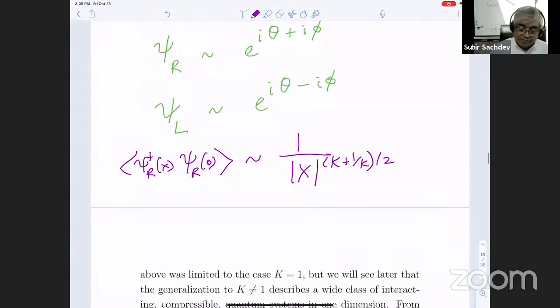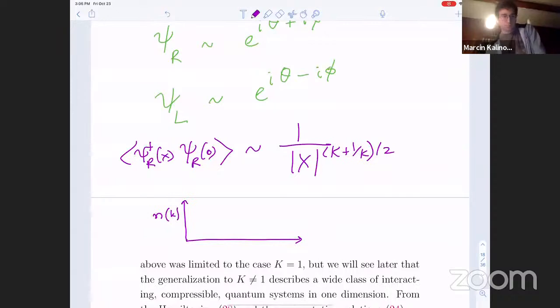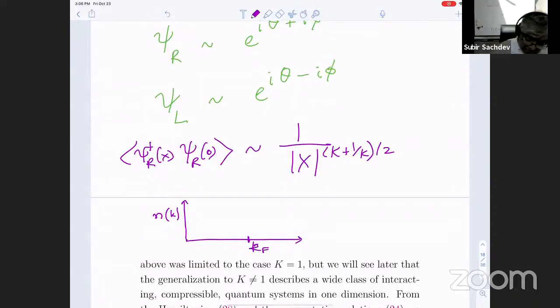And when you took a Fourier transform of this, this implied that the usual momentum distribution function n of k of the electrons had a singularity at kF, which was kind of unusual. It was some power law singularity. It wasn't a discontinuity, except for the special value of capital K equals 1. Okay, so these are all results that we've established. Are there any questions on these results?